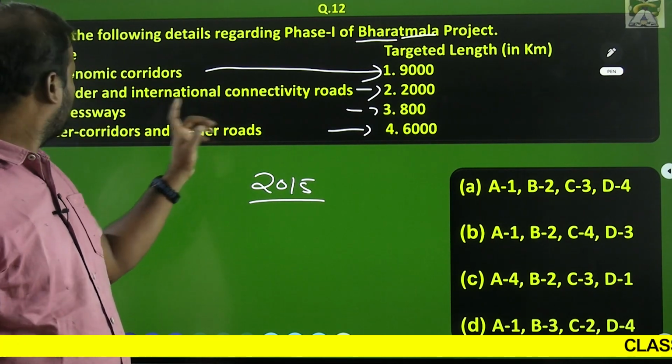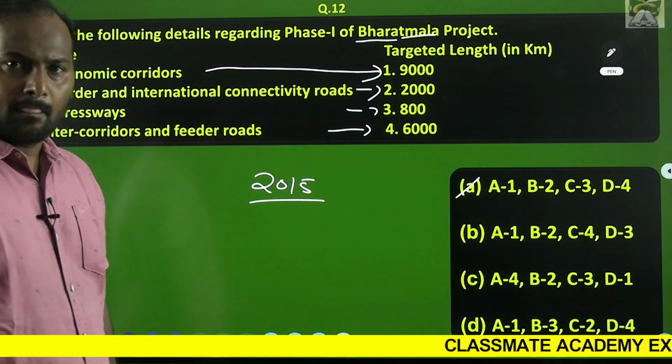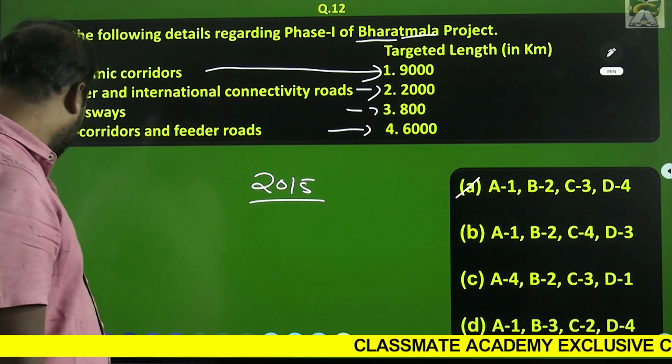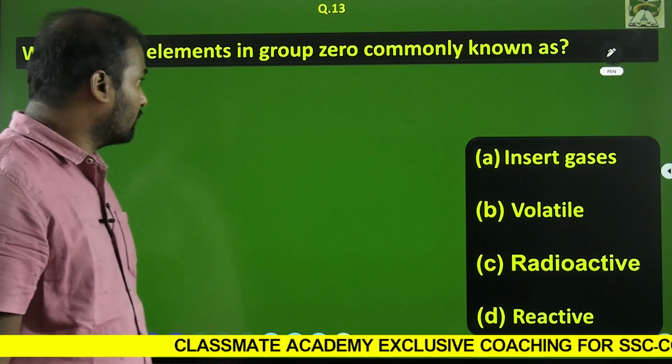So A1, B2, C3 and D4. So the answer is option A. It's a very, very important scheme, so it is no wonder that this type of question is asked.